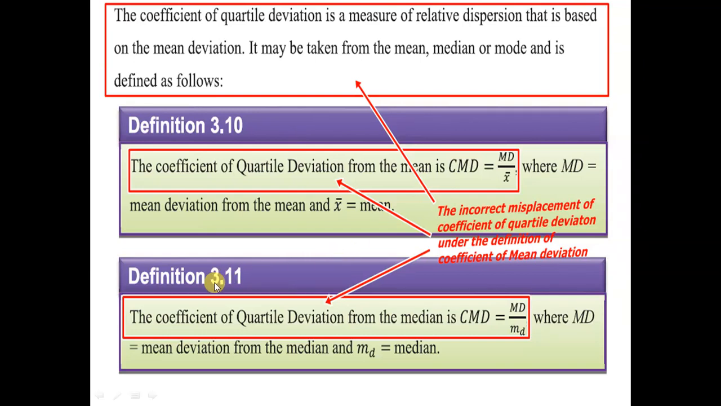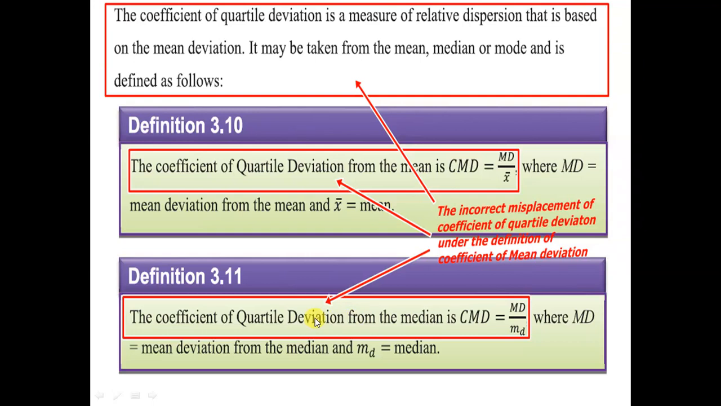And similarly, in definition 3.11, we can see the coefficient of quartile deviation from the median. This is also wrong. It must be replaced by the coefficient of mean deviation from the median, which is simply formulated as CMD, coefficient of mean deviation, is equal to mean deviation from the median over the median itself. That gives us the coefficient of mean deviation. But what is written here is the coefficient of quartile deviation, which is wrong.